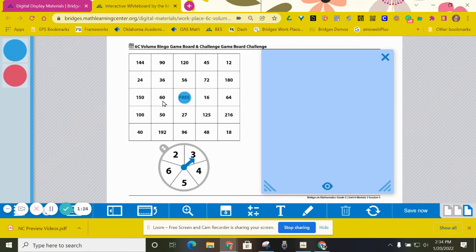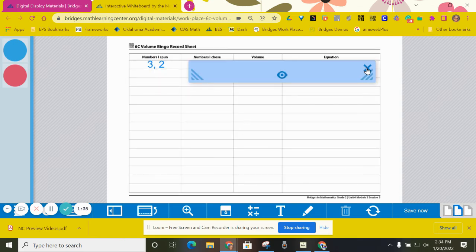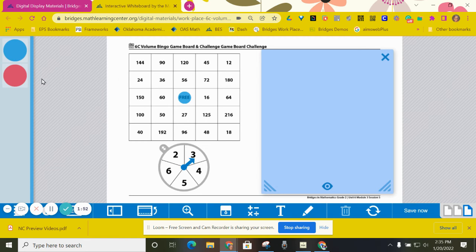So for instance, I might think, well, I see a 60 here. I already have 3 and a 2, which makes 6. If I multiplied that by 10, I could get 60. So we'd come back here to my record sheet. I have that covered up for now, but I'm going to show you now. If I chose the 10, I would record that here. I would record my volume here, and then the equation that I used to get that volume over here. And then I get to mark the 60. And now it's your opponent's turn, and play goes back and forth until somebody gets 5 in a row.